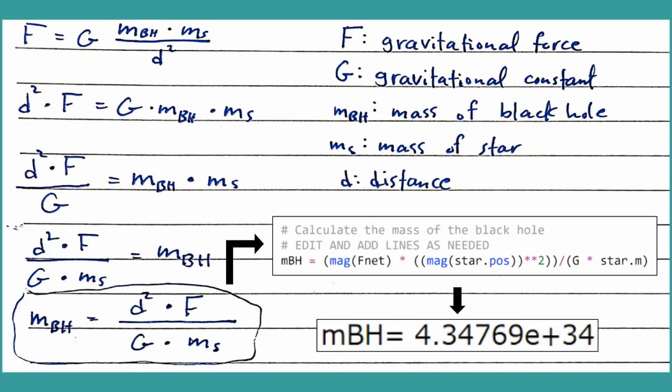To find a formula for calculating the mass of the black hole, a derivation can be made from Newton's law of gravitational force. Implementing the derived formula in the code gives us an estimation of the mass of the black hole equal to 4.34769 times 10 to the power of 34 kilograms.